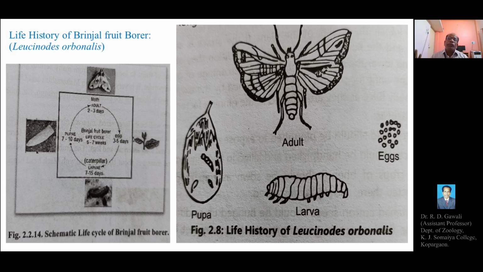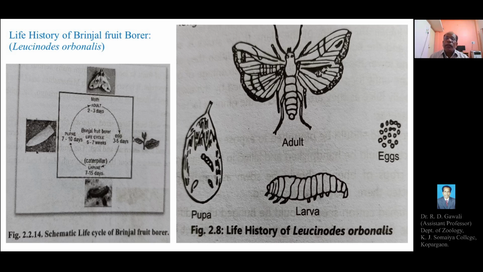Then after its feeding on the tender shoots, it penetrates in the brinjal fruits and burrows through a gallery or the tunnel in a zigzag manner, feeding onto the internal tissue material of the brinjal fruit. So this represents the life cycle.